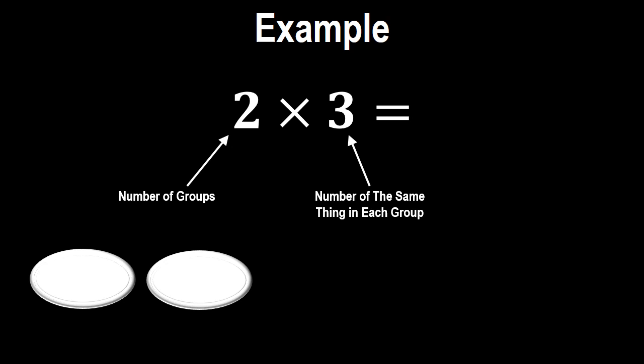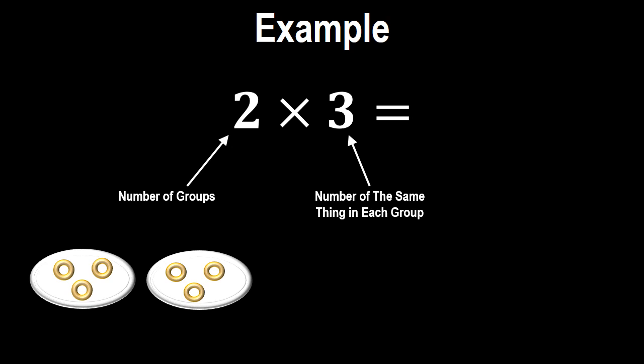So in our case, let's say the same thing that we want on each plate will be donuts. We want donuts on each plate. Now, how many do we want on each plate? 3 donuts on each plate. So we'll have 1, 2, and 3 donuts on the first plate, and on the second plate, we'll have 1, 2, and 3.